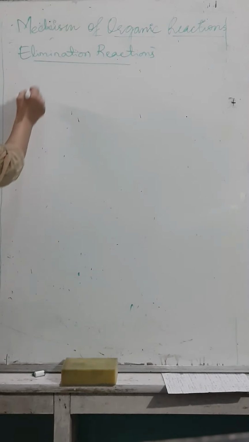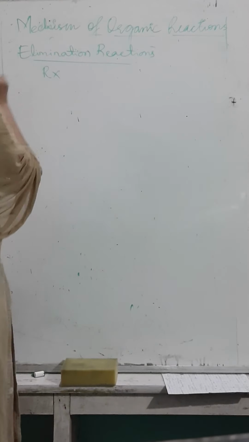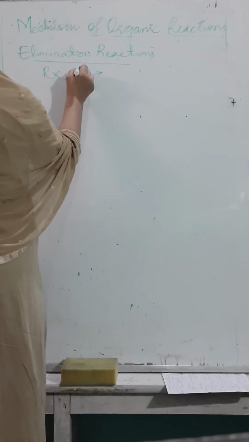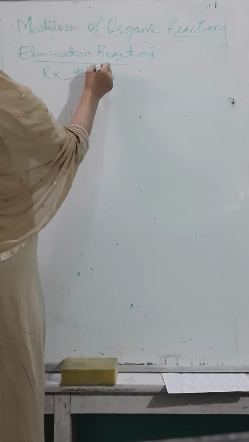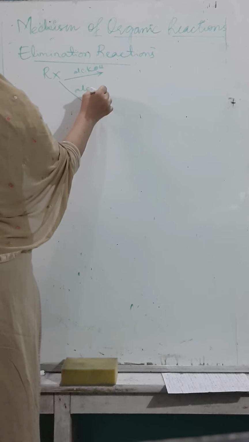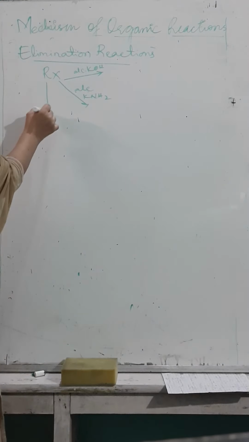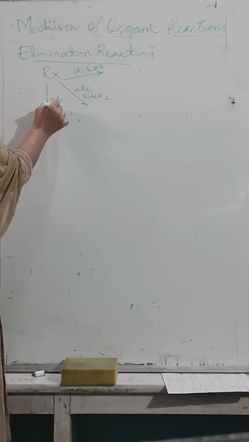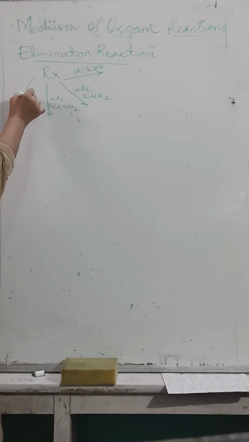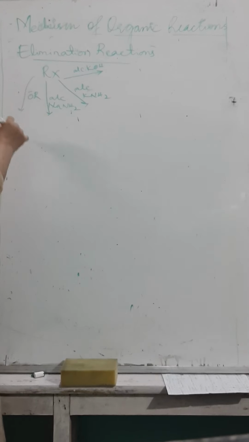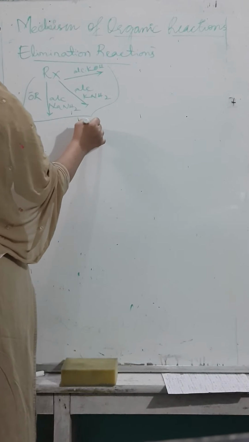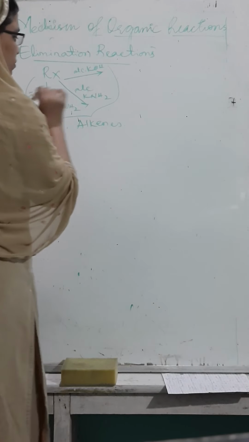Whenever an alkyl halide, represented by RX, is heated with alcoholic potash, alcoholic potassamide, sodamide, or alkoxide, all will produce only one product, that is alkenes.